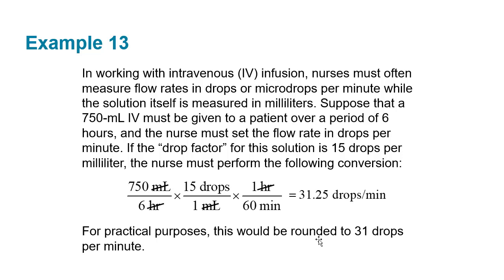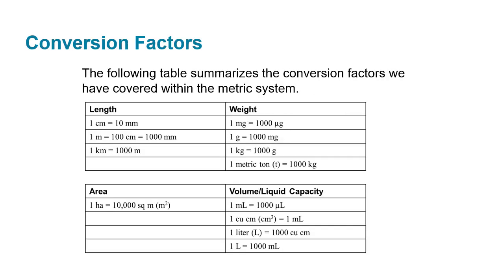So they have to figure out how many drops they have, right? Well, they have 750 milliliters to give in 6 hours, and there are 15 drops per milliliter, so now they know how many drops they have to give in 6 hours. Then they take 1 hour and divide it by 60 minutes, so now they get drops per minute, and they know it's 31.25 drops per minute. In practicality, they would round it down to 31 drops per minute, and it would take a little bit more than 6 hours to take in the whole IV. You normally don't want to round up to give them more than the recommended dosage.